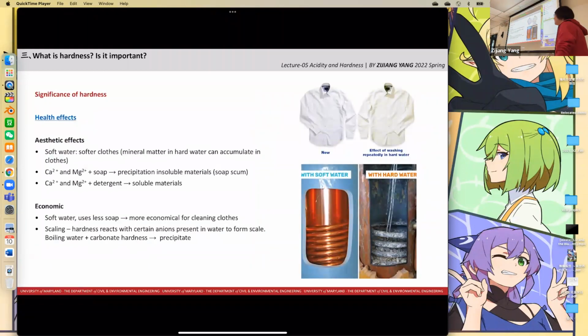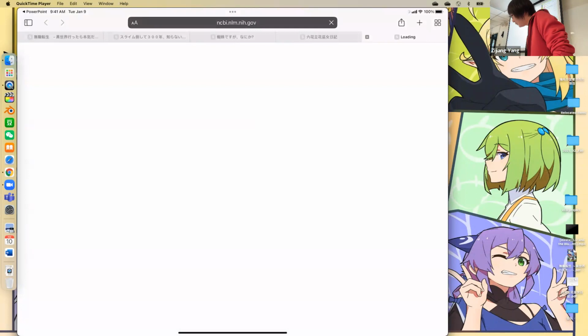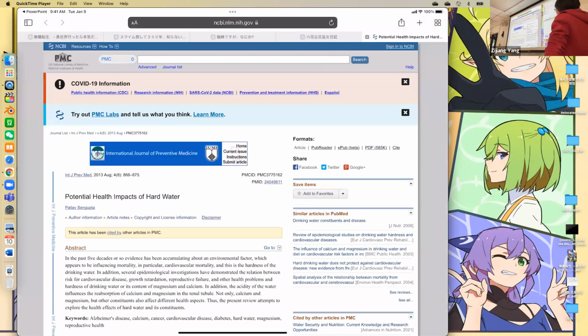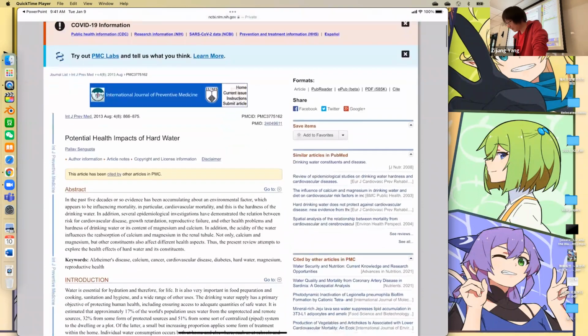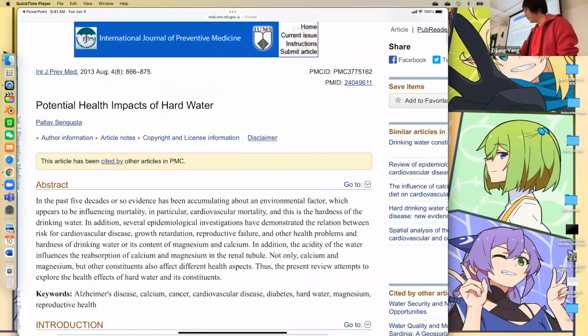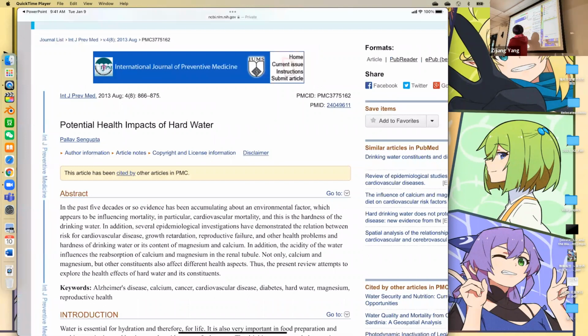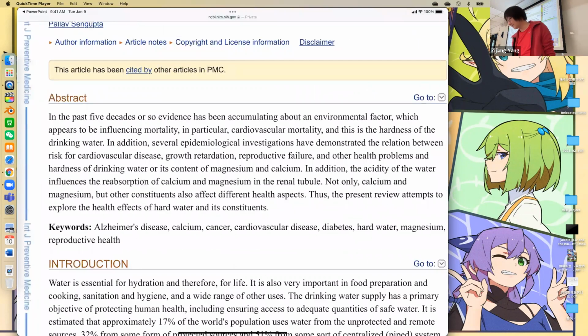So we care about water hardness in natural water. Why? Because it is related to our health. The influence of water hardness on our health, based on what I know, is a little bit controversial. I did some research on papers, and I found this one. It discusses the potential health impact of hard water. This is a review paper published about 10 years ago. Let's take a look at its abstract.